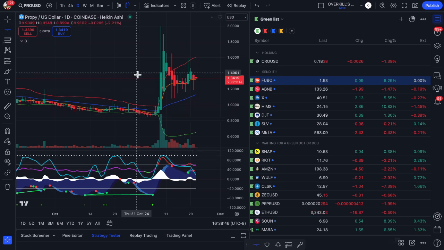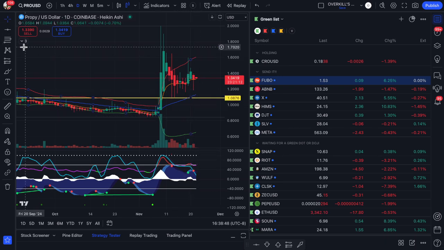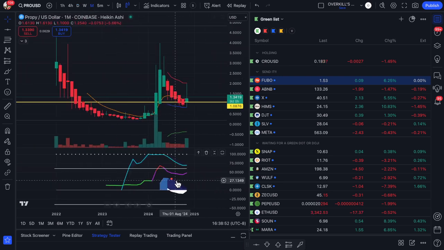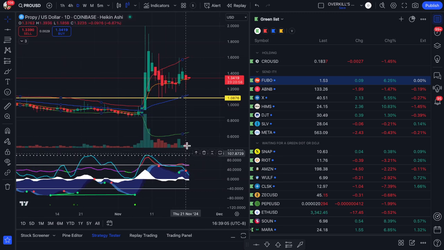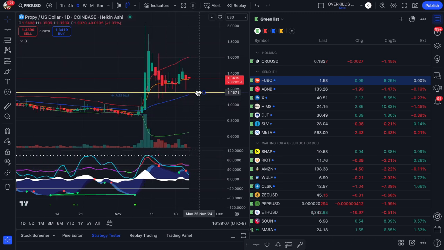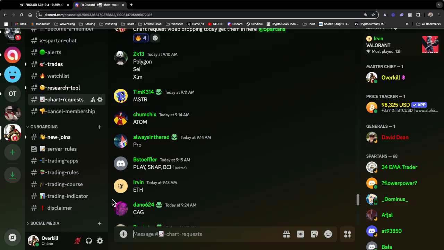PRO, Proppy, this one's called. $1.08 is probably the true stop loss there. That's about a 30% loss. No green dot on this one yet. Had a big push up to $2. You're probably kicking yourself that you didn't take profits all the way up there, but that's fine. Again, the stochastic RSI was up there at that time, and now it's just selling off. So I'd use a stop loss on this one around 115.